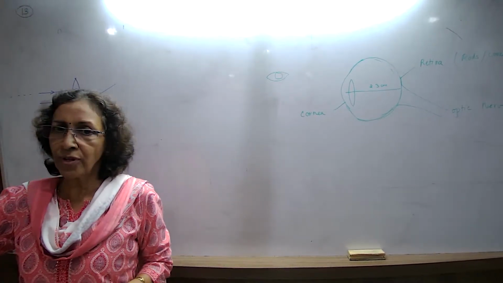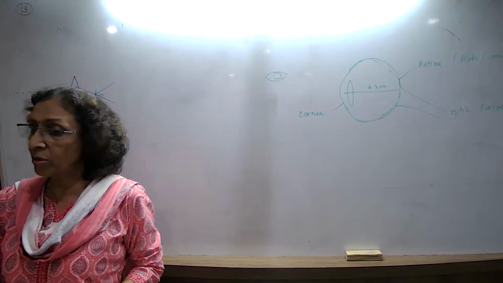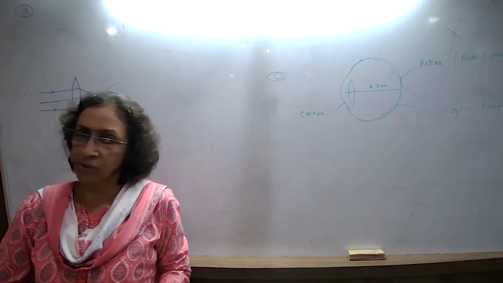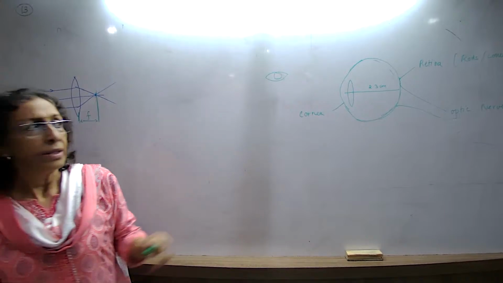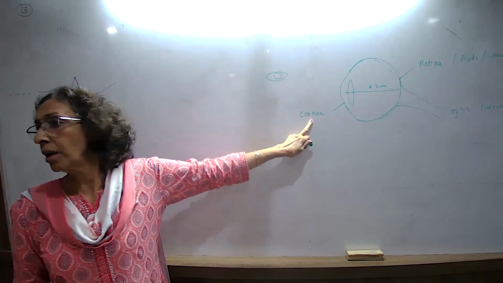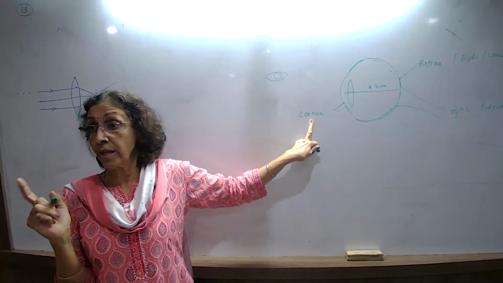Okay, what did I draw first? A sphere. First you understand, then I'll make you draw. Don't draw now. You'll get confused. I'll teach and then I'll give you time, you do it again. Is that okay? Now what is this? This is your cornea.